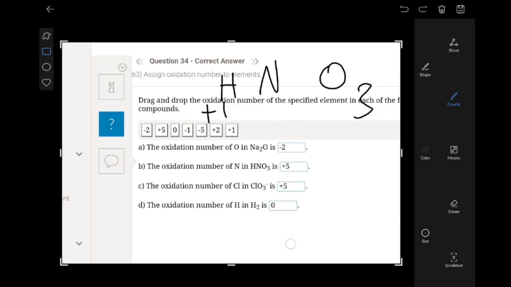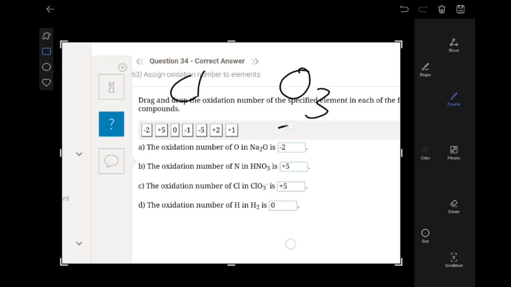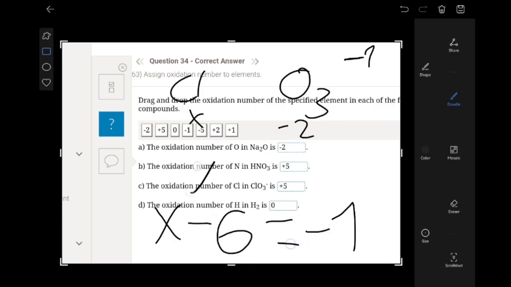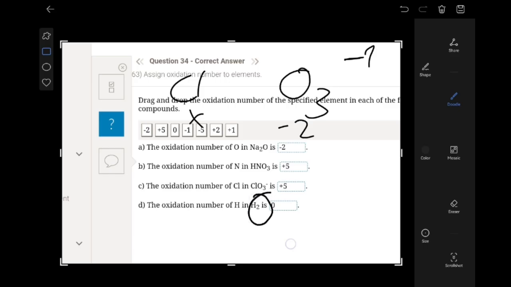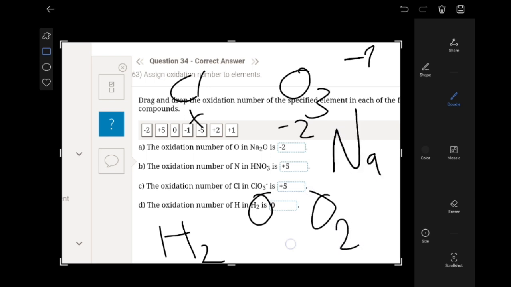Now here, we already know O is -2. So again, I'm gonna separate them. You know this one's -2, this one's X, and the total is -1. So you have X plus -2 times 3, which is -6, equals -1. Take this one to the other side. X equals 6 minus 1, which is 5. And then for the last one, anything in its elemental state, so H2, O2, Na metal, is gonna be 0, because it's just an element.